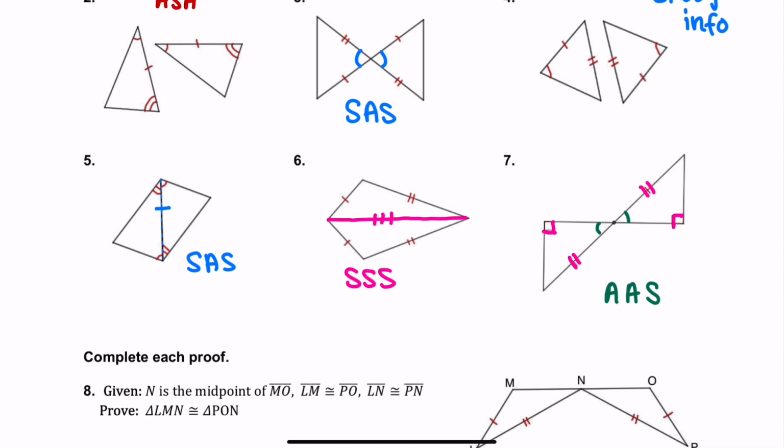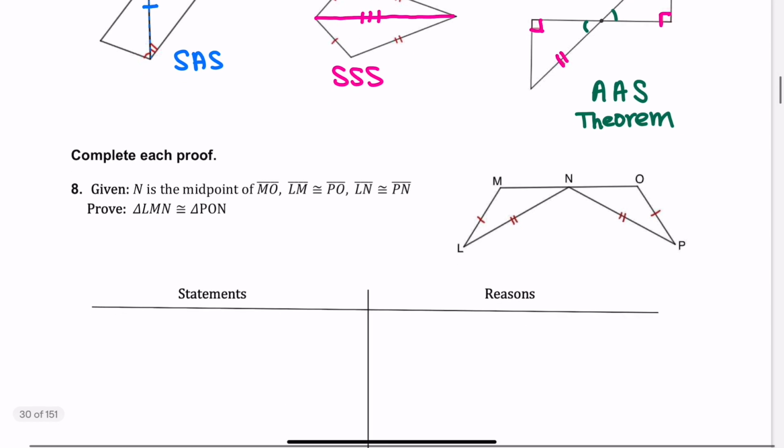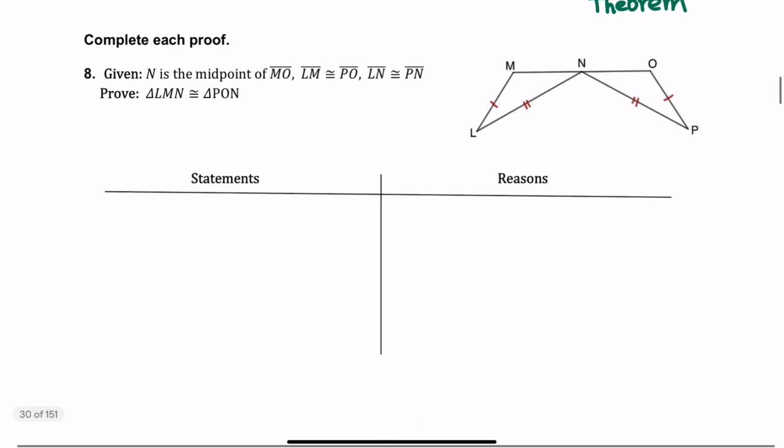Now this is not a postulate. This is the only one that is a theorem, and we just proved that with that flow proof. Now we're going to be showing a whole bunch of different proofs here. We basically need to figure out if this is side, side, side, side, angle, side, angle, side, angle, or angle, angle, side congruence postulate. Given N is the midpoint of MO, let's start by writing that for our given information.